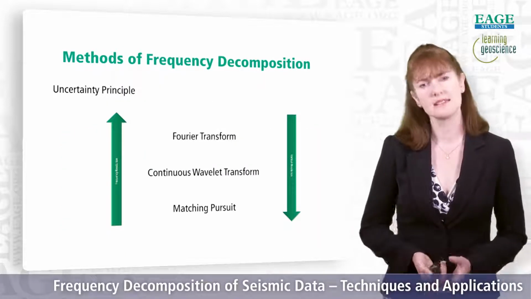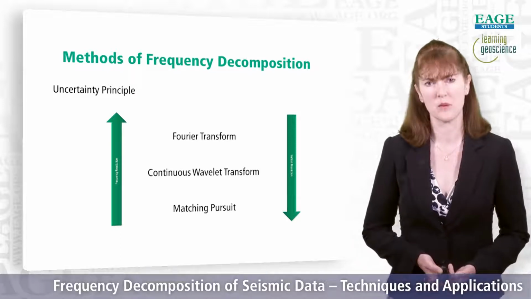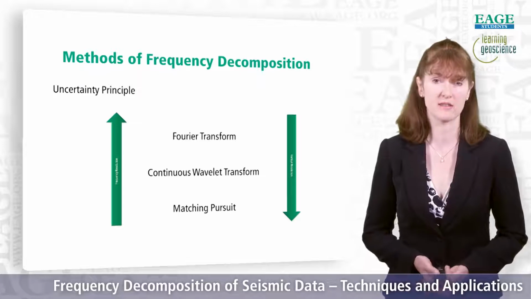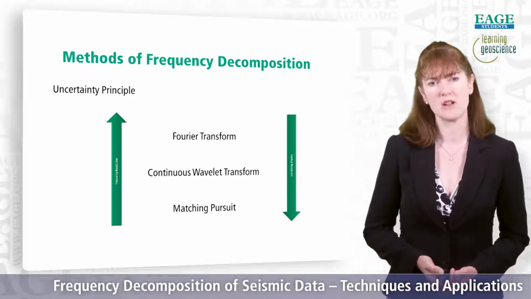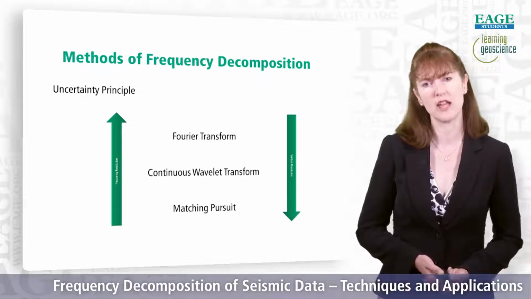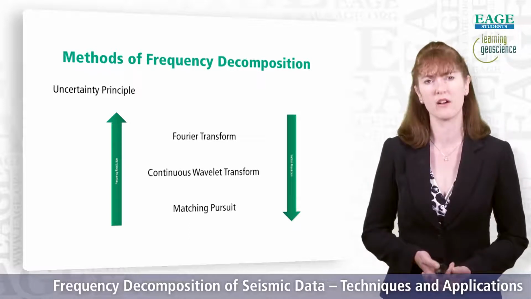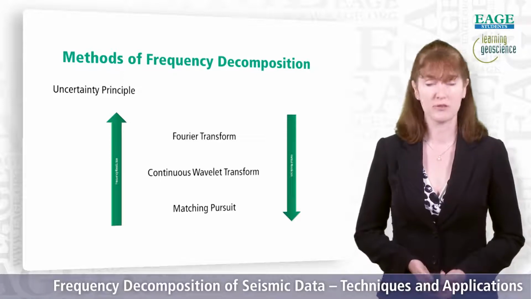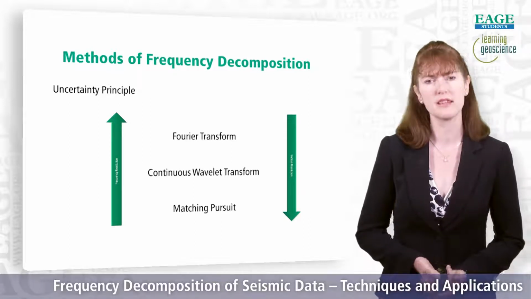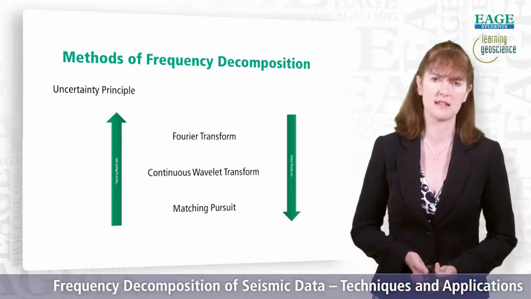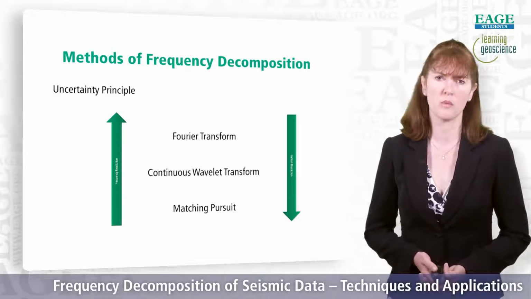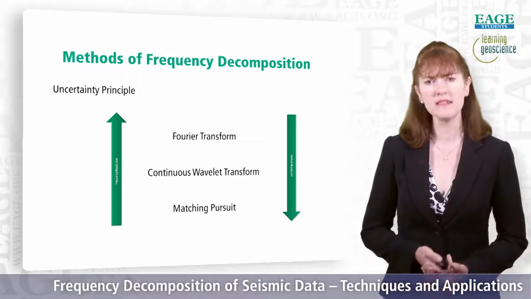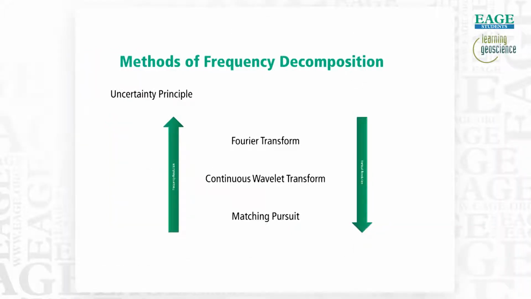It's important to understand the different methods of frequency decomposition because they all have their advantages and also their disadvantages. There's always a trade-off between frequency resolution and vertical resolution, and this is governed by the uncertainty principle. There are many types of frequency decomposition, but the 3 that are used most commonly with seismic data are a Fourier transform, continuous wavelet transform, and matching pursuit. And these are the 3 techniques that I'll be looking at today.